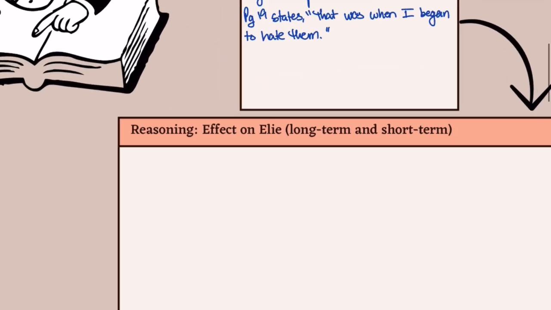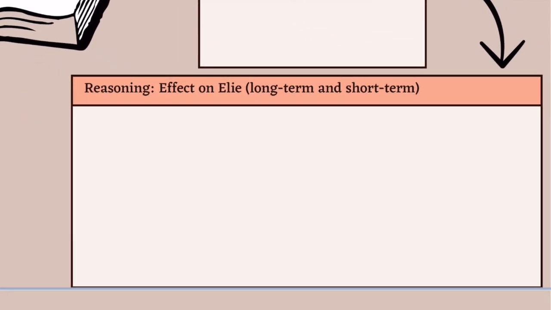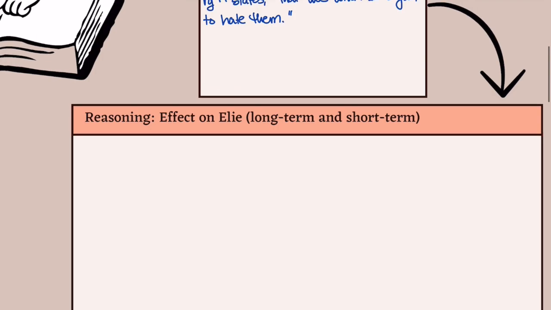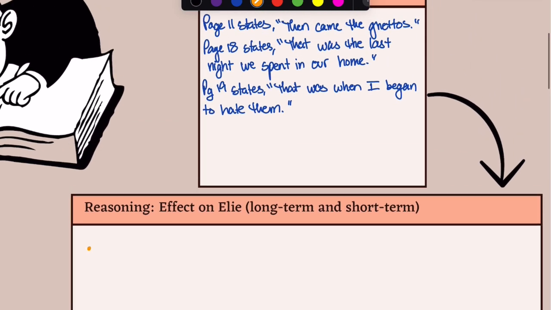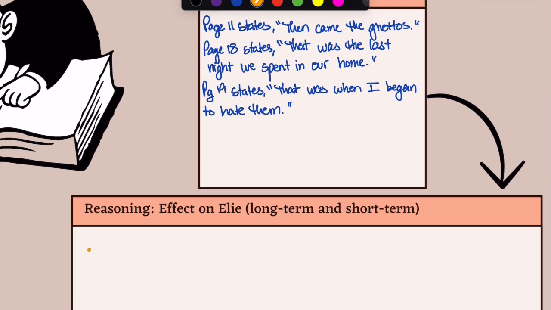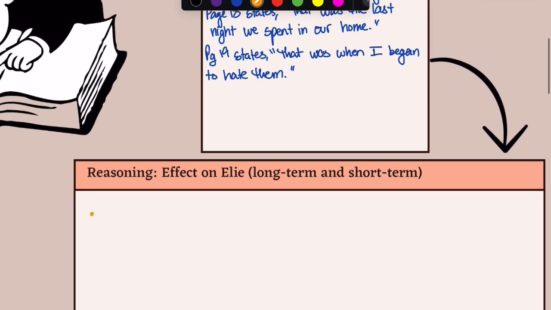And then just like the first reasoning statement, I kind of want to leave this one for you guys. But I'm going to write a few things down to help joggle your thinking. So what was the effect that this had on Eli, right? What was the effect of having been moved to this ghetto, physically being separated from the rest of society, spending that last night, being aware that that was the last night that he spent in his house? Then we see his hatred develop, right?